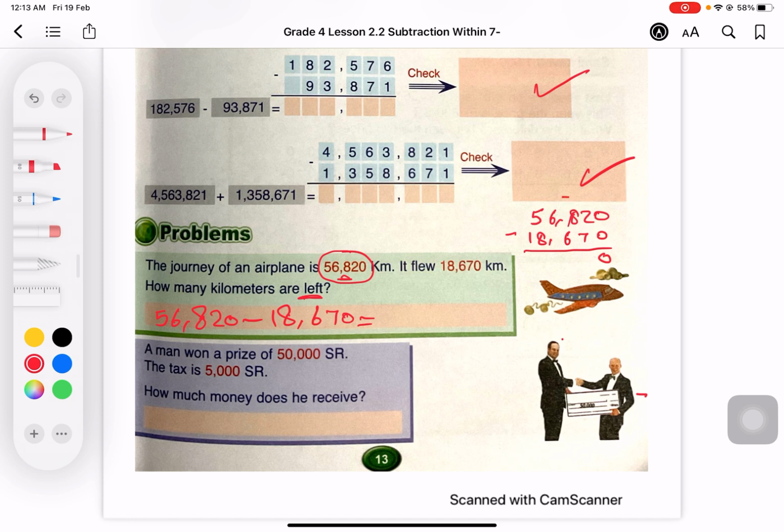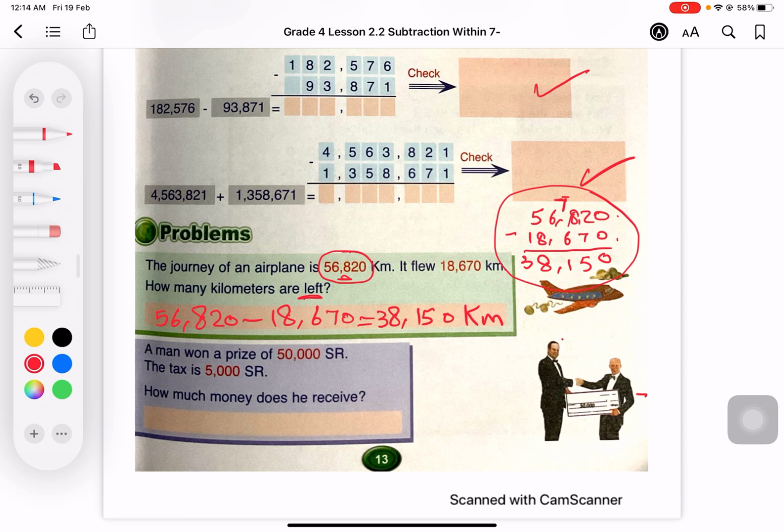This will be 12. 12 minus 7, 5. 7 minus 6, 1. 6 minus 8, you can't. It becomes 16 minus 8, 8. This will be 4. 4 minus 1, 3. So the answer is 38,150. And what is my unit? Kilometer. So still the airplane needs to fly 38,150 kilometer, okay? This way, if you are subtracting, this is horizontal. If you put your numbers under each other, like the way I am solving here, it's vertical.